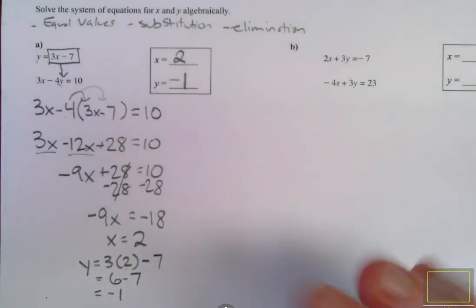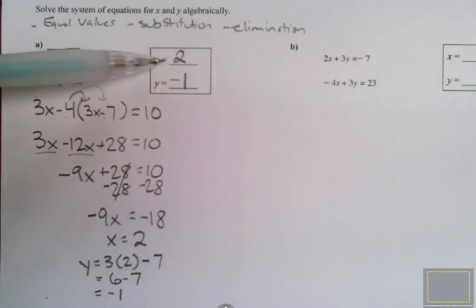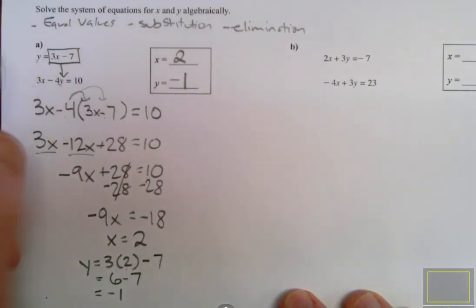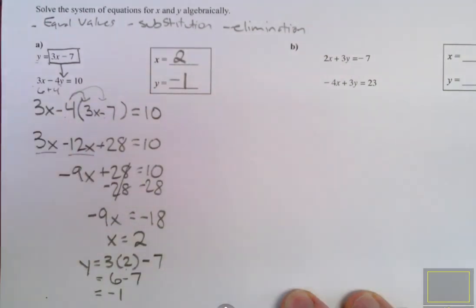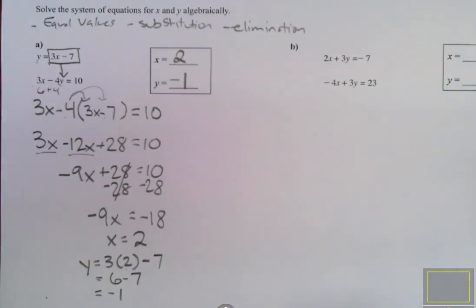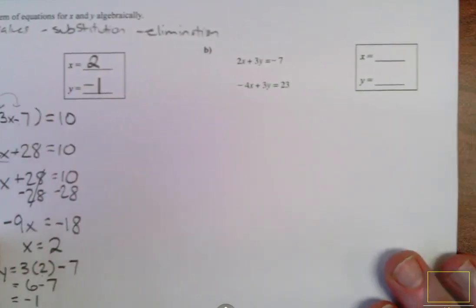And you can always check your answers with these problems. So I can make sure that this x and y satisfies this equation. 3 times 2 is 6. Minus 4 times a negative 1, so I end up with 6 plus 4. Is that 10? Yes, it is. So we're just plugging x and y in to these two equations to make sure it works. All right, let's take a look at B here.